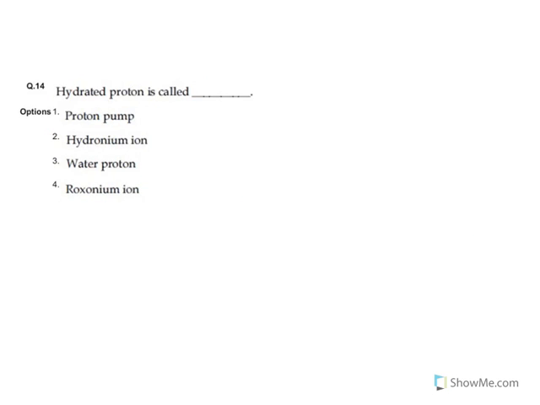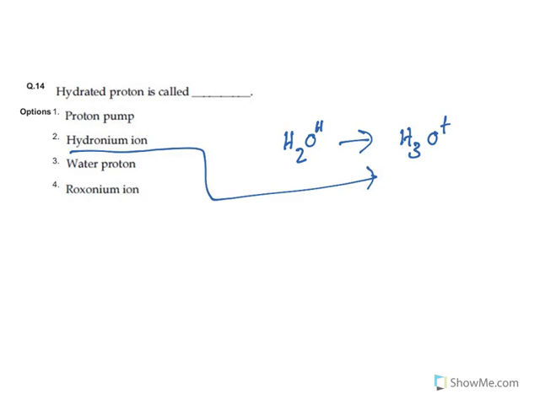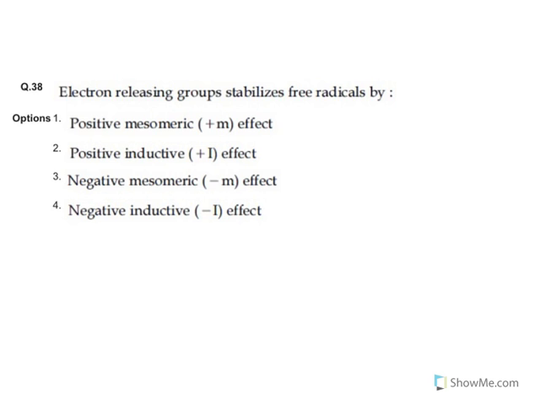Next question. Now, hydrated proton. See, hydra means water. Hydrated proton means one more hydrogen comes here and it becomes H3O+. This is called hydronium ion. In hydronium ion, hydra means water, onium means a cation. So water with this cationic charge is known as hydronium ion. This is a simple question. Answer is 2. Moving next.